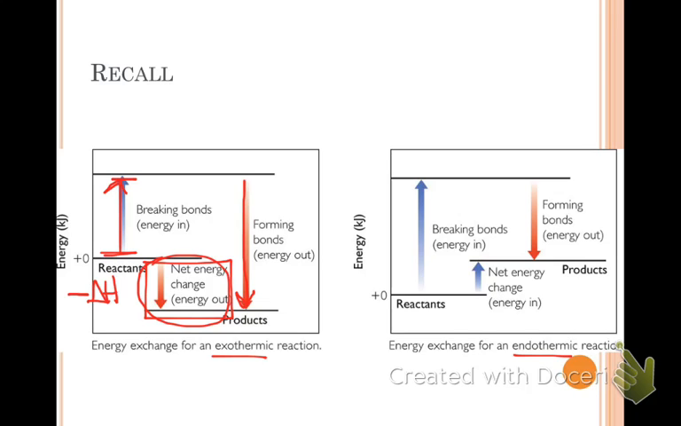On the endothermic graph, we see that there's more energy required to break those bonds than there is energy being released when bonds form. So this ends up being a positive delta H, and again, an endothermic reaction. Let's talk about that when it comes to potential energy diagrams.